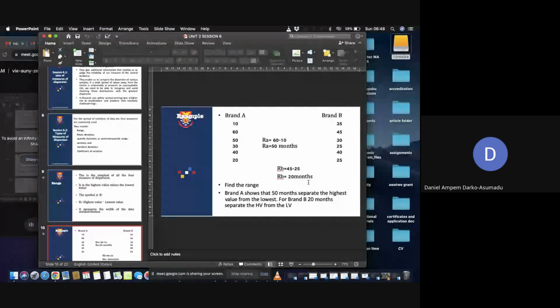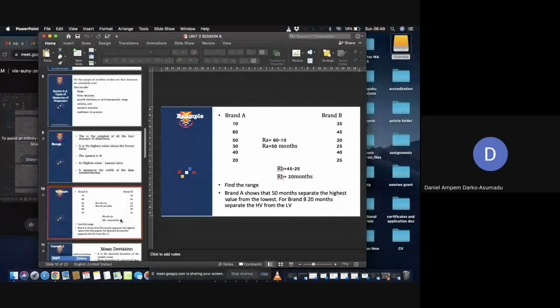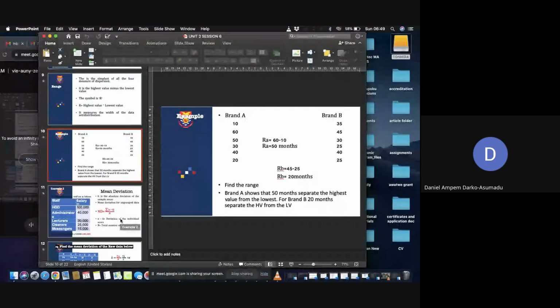So the range gives you an idea of which of the brands lasts longer. Brand A shows that 50 months separate the highest value from the lowest value. For brand B, 20 months separate the highest value from the lowest value. So we can use the range to calculate this.